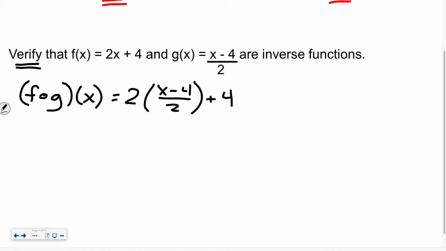In order of operations, what would you do first? Multiplication. 2 over 2, or 2 times 1/2, is going to cancel out, right? So we get x minus 4 plus 4, which then cancels to be x. Do you see it's not hard work?